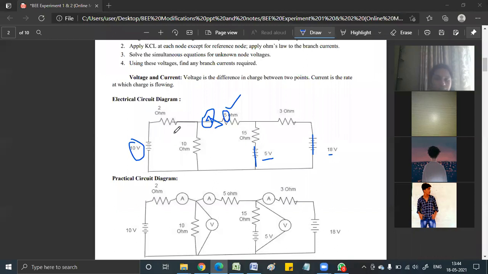And what about the multimeter? How many multimeters do I require? 5. How many? 5. Why? What am I going to find? 1, ma'am. Yeah, I only want to find the current through this resistor. So I'm only going to put one ammeter over here.